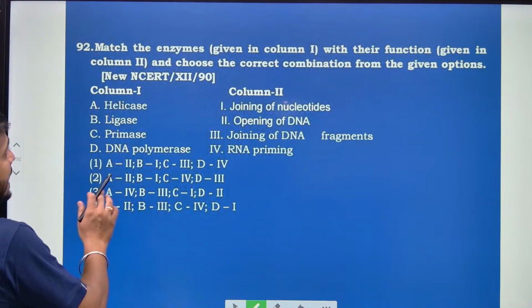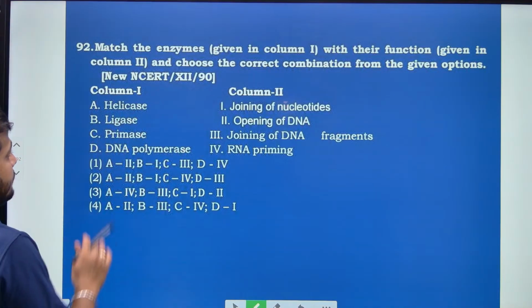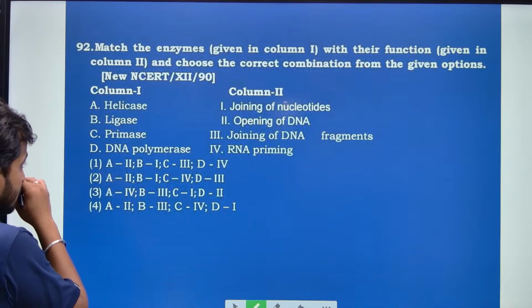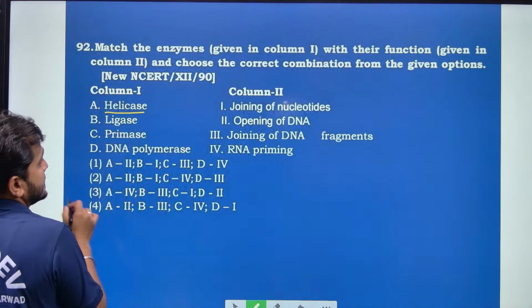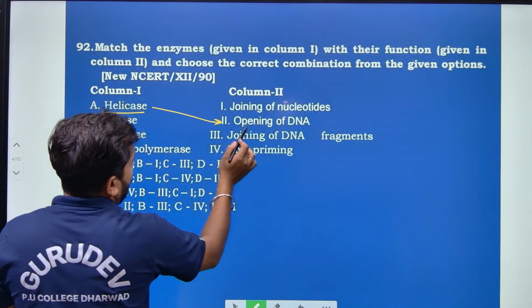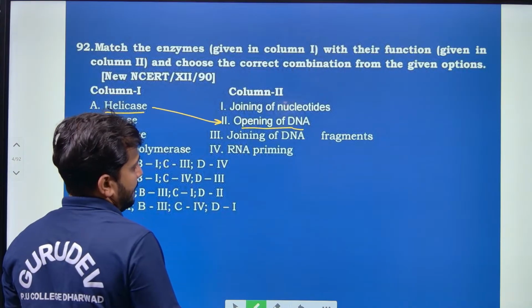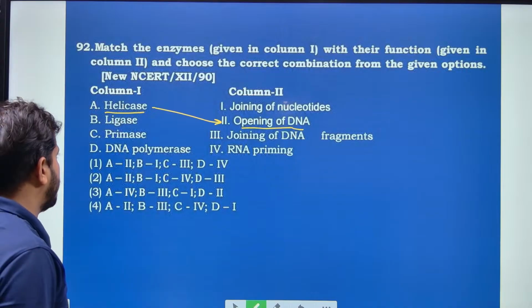Match the enzyme given in column 1 with their functions in column 2. So match the following is what we have to do. Mainly they have mentioned helicase. What is helicase going to do? Helicase is going to open the DNA, which we have seen majorly with respect to the replication part.